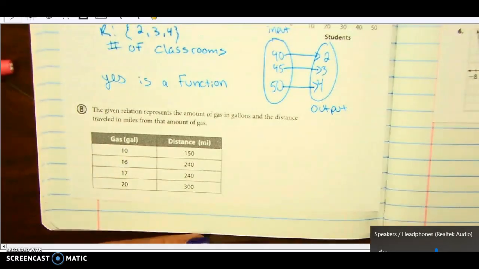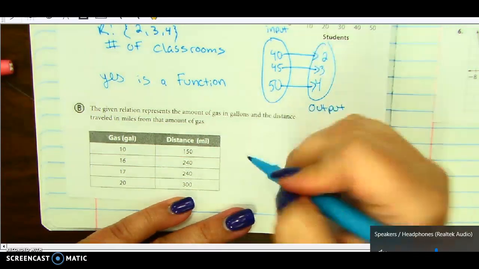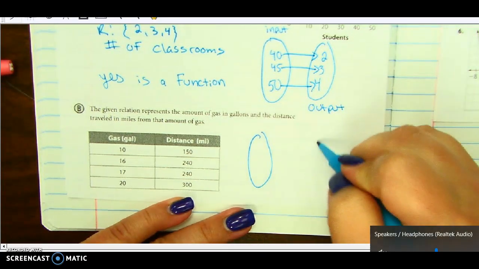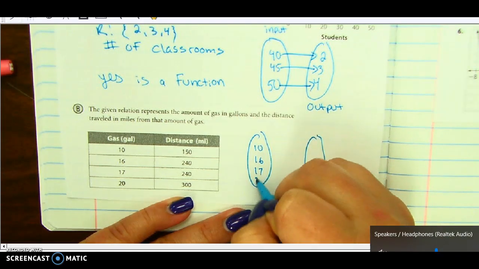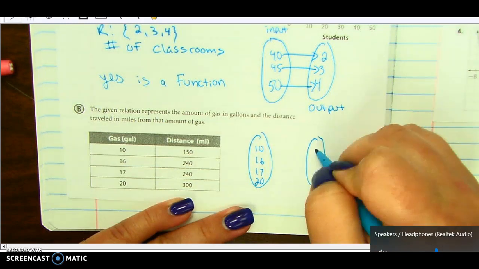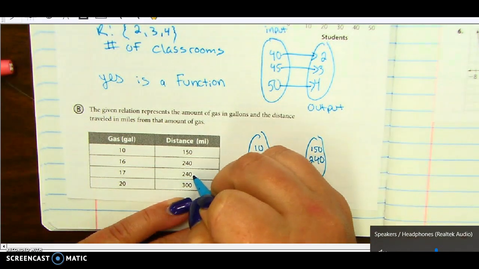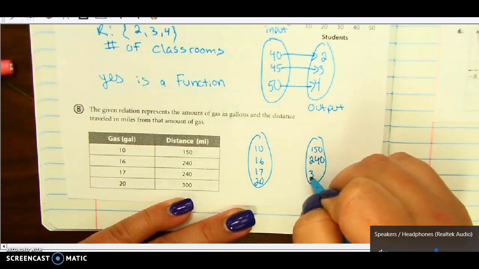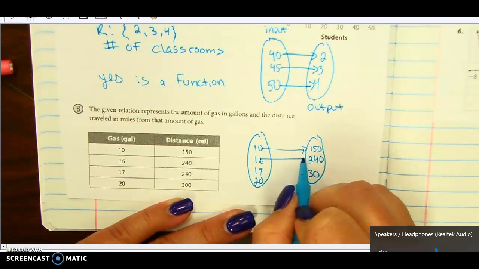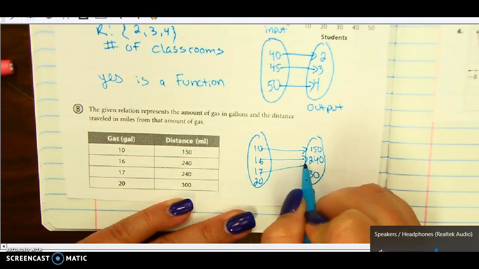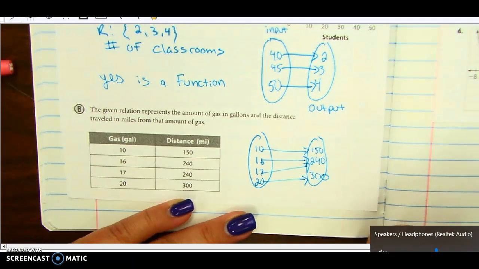Now, if we look at this one, the given relation represents the amount of gas in gallons and the distance traveled. So, again, if we do a mapping, 10, 16, 17, 20, and over here we have 150, 240, another 240, which again, you don't write it twice, and then 300. So 10 goes to 150, 16 goes to 240, 17 goes to 240, and 20 goes to 300.